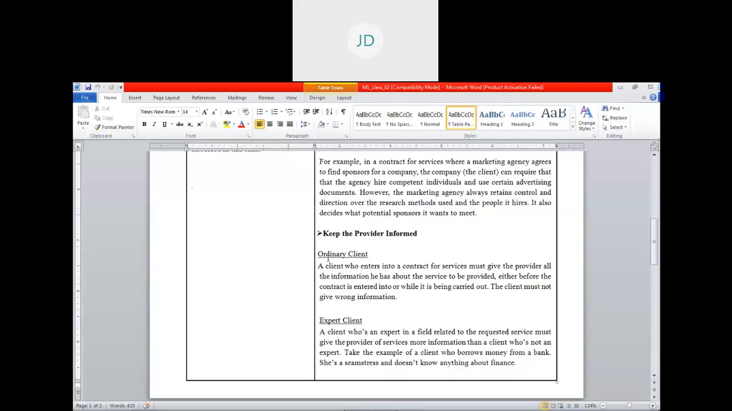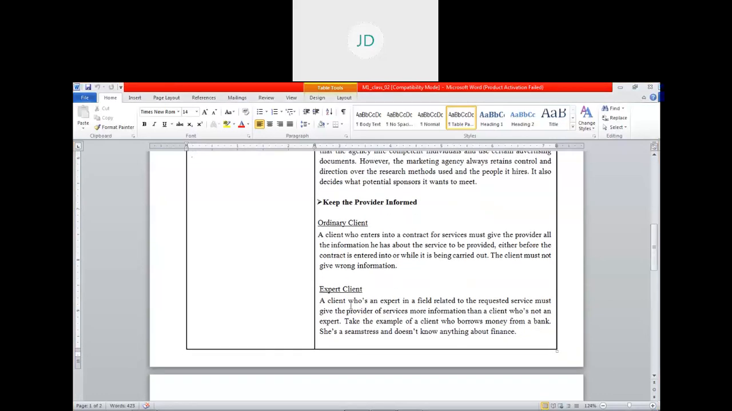Now let's discuss the ordinary client. A client who enters into a contract for service must give the provider all the information he has about the service to be provided, either before the contract is entered into or while it is being carried out. The client must not give wrong information. It is very important not to give wrong information to a service provider.